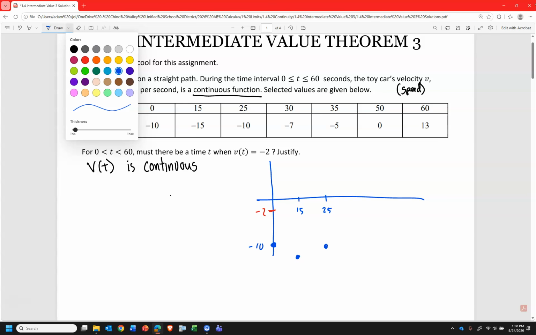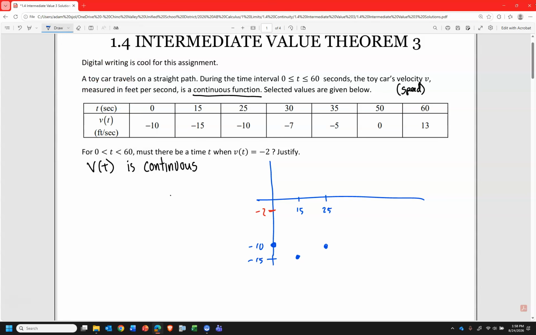Because negative 10 and negative 15 are both less than negative 2. We're looking for a place where the velocity changes from being less to above negative 2. Okay, so at 30, we get negative 7. Okay, at 35, negative 5. Okay, so this graph still might have crossed, but we don't know. And then at 50, we get 0. Okay, and then now we're done. Okay, we don't need to look any farther.